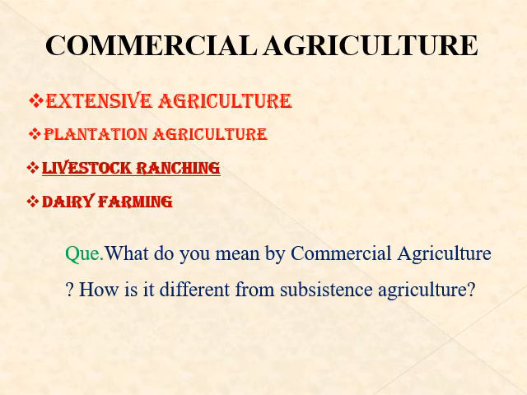Then relationship with other business. Yes, definitely students, in commercial agriculture there is a great relationship with business and market. This is just not prevalent in subsistence agriculture. So students, in such a way we can say that commercial agriculture is different from subsistence agriculture. Students, this question is very important, so it will come in the exam. Okay, so that's why you read the answer of this question properly.